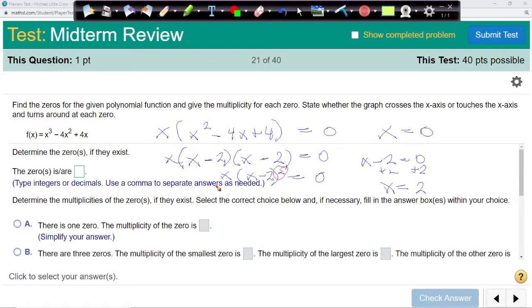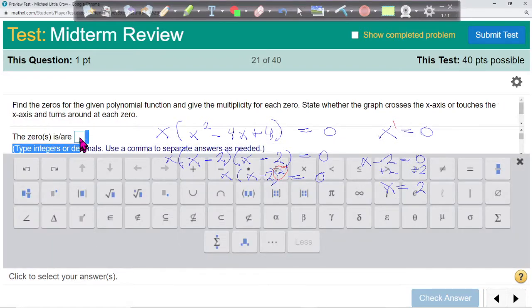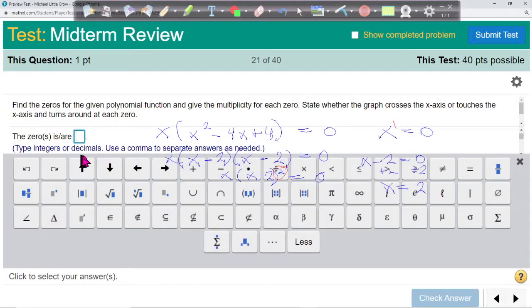That looks like a place where I call it kisses the x-axis. It doesn't go all the way through. This x equals 0 has a multiplicity of 1 because it's to the first power. Okay, so the zeros are, well, we list them both. It says use integers or decimals, use a comma to separate. It doesn't want the ordered pairs, it just wants 0 and 2. Those are our 2 zeros. Okay.